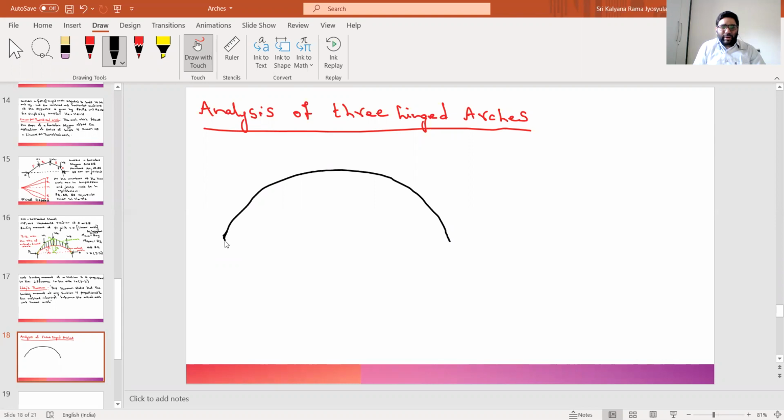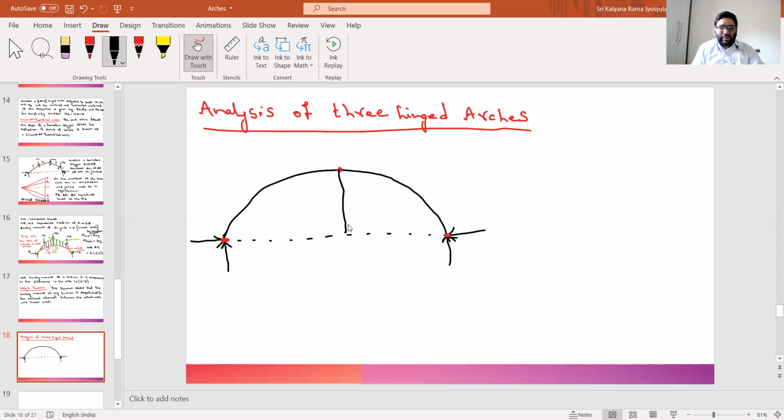So let us take this as a three hinged arch, with a reaction here and a reaction here. So we have horizontal reaction here, horizontal reaction here. An arch can be subjected to any type of loading. Here we have another joint or another pin. So here is one pin, here is one pin. So total three pinned or three hinged arch.